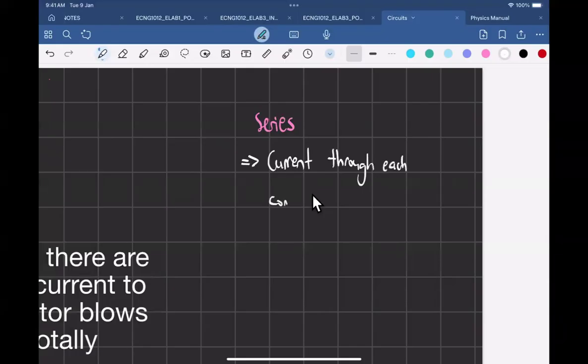Tell me, Justin. In a series circuit, you only have one path for the current to flow. So the current through each component is the... Come on, you can figure this out. Justin? Yeah, series. Look at the example.